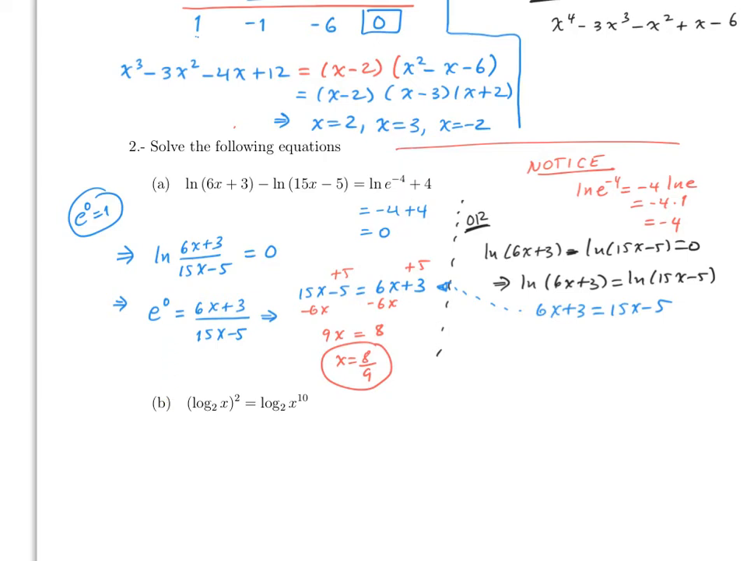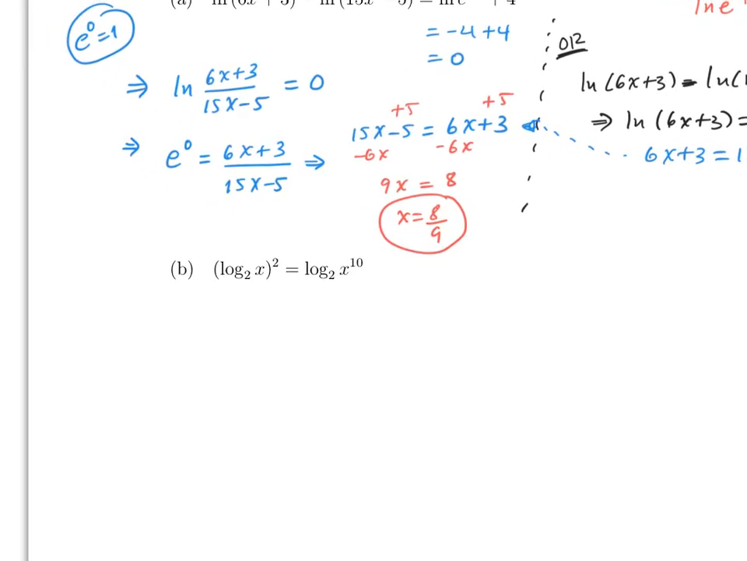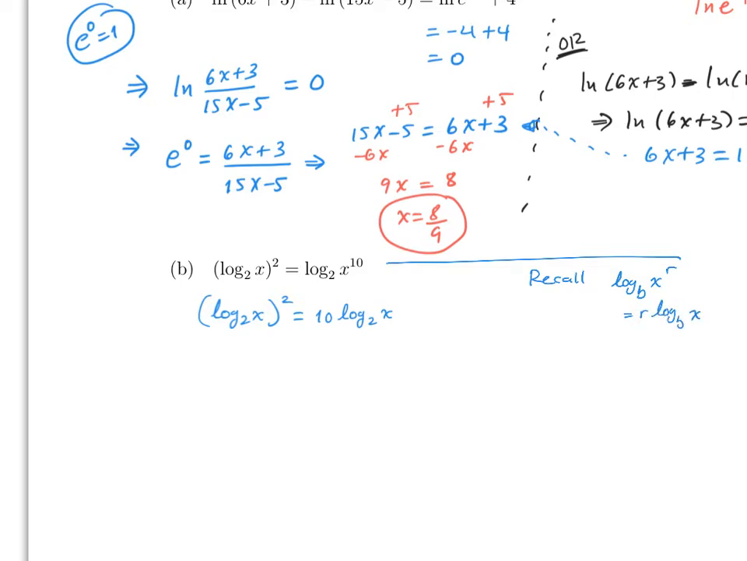All right, so now let's go to part B. And in part B, this is what we have. We have log 2 of x squared is equal to 10 log 2 of x. Why is this the case? Remember, recall that you have log b of x to the r power is equal to r log b of x.